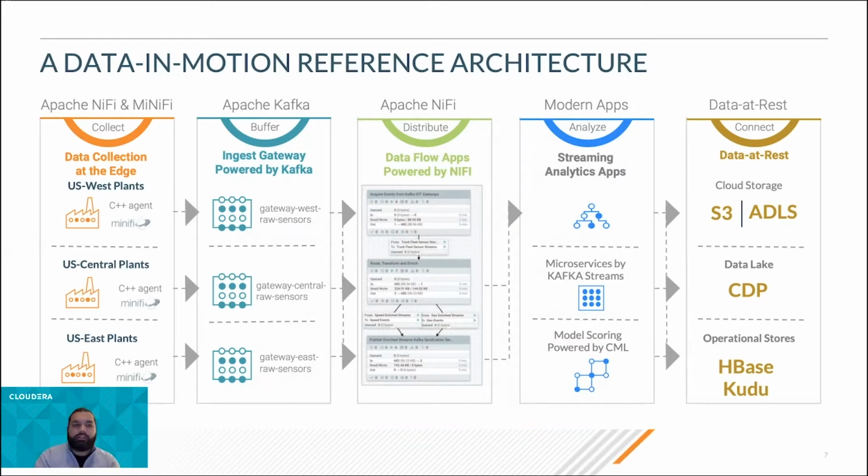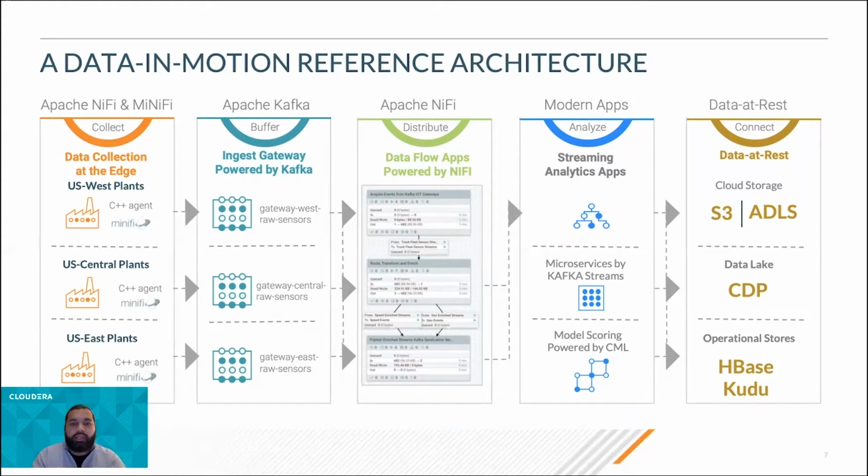The first one is to collect the data. We can use NiFi and MiNiFi to do that. So we can install a MiNiFi agent on those devices and collect the data. Then the data is sent to a Kafka broker or Kafka cluster that allows us to centralize all those different real-time data sources, okay?